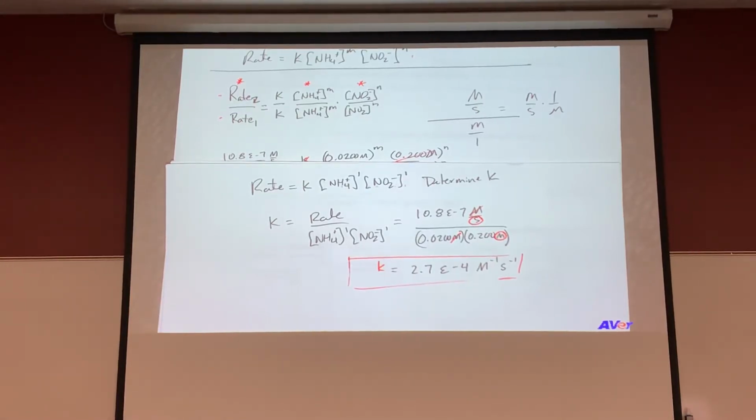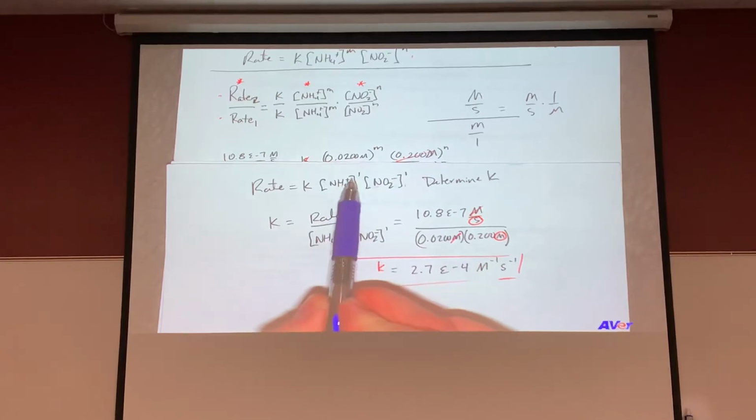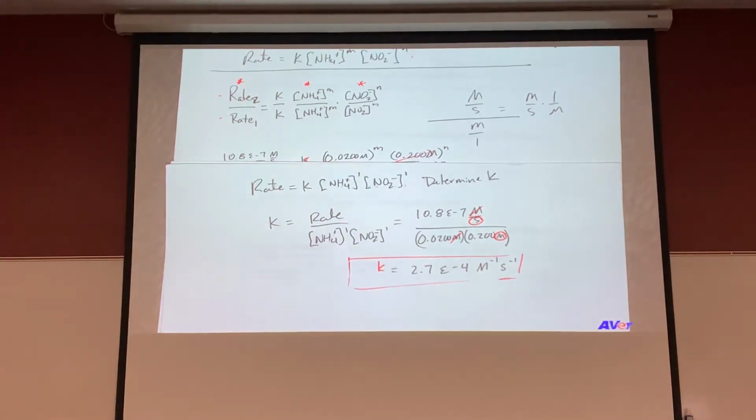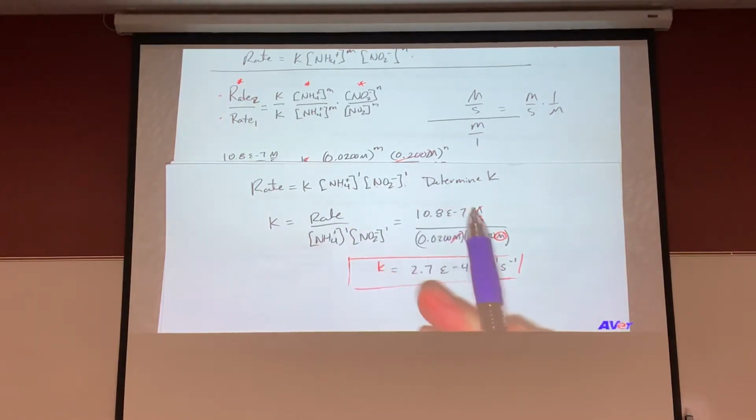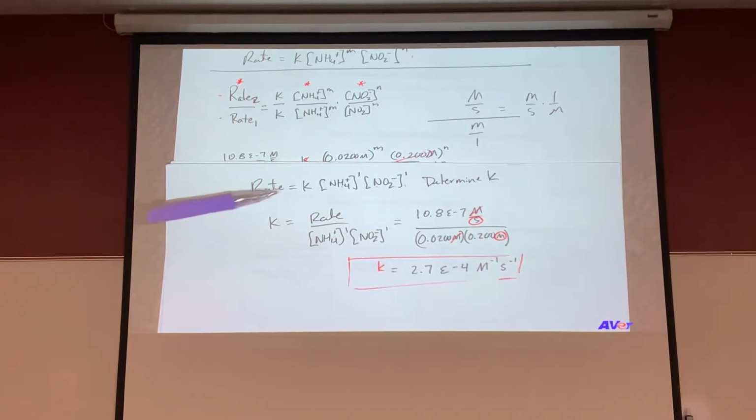What questions do you have about this? So that's based off the second order? So the overall order for this one would be two. Yeah, right. Individual orders, this would be first order in ammonium, first order in nitrite, but the overall order is two. So if the overall order is two, K has to have the units per molarity per second. That's the only way to make it work out so that your rate would be molarity per second.